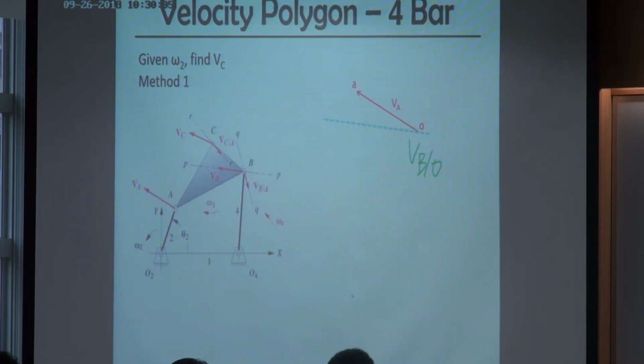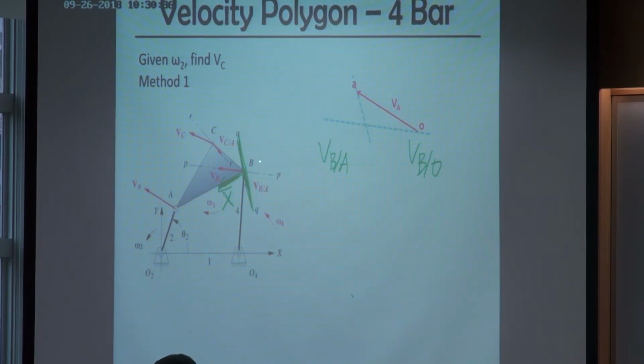And another one is we can also find the relative velocity of VBA. That's what we've done last week. So BA, because the length of AB is fixed, so we know there's no component in this direction. There's no component. So the only possibility is VBA is in this direction. So we draw another line in the velocity diagram.